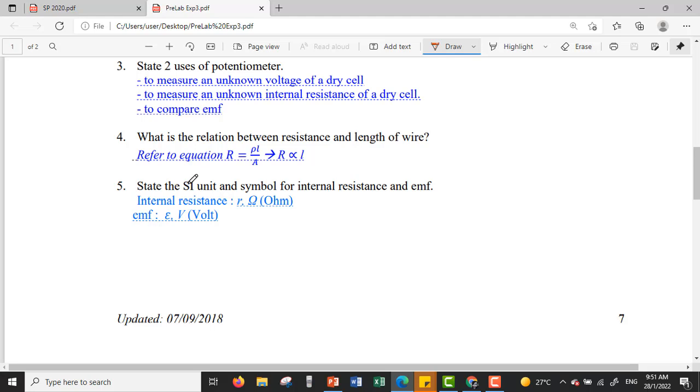Question 5, state the SI unit and symbol for internal resistance and EMF. For internal resistance, we denote it by small r. The SI unit for internal resistance is ohm. For EMF, we denote it by the symbol epsilon. The SI unit for EMF is volt.